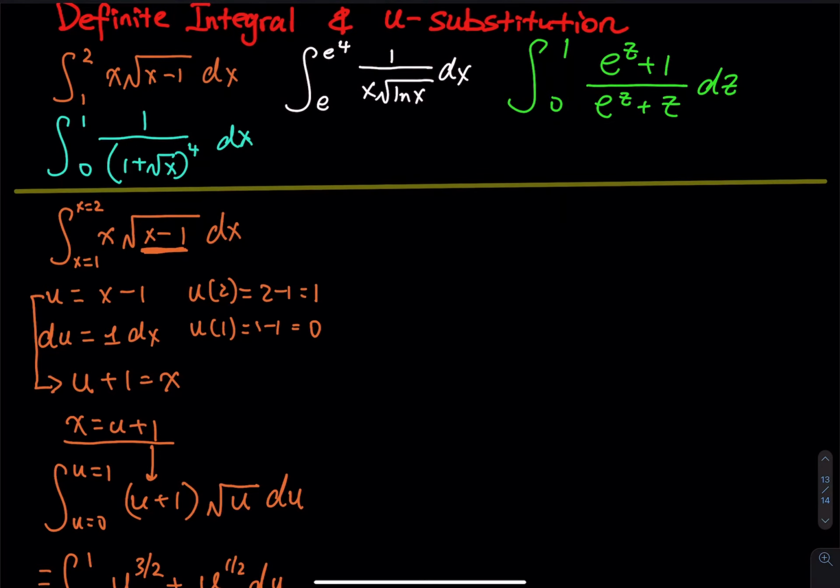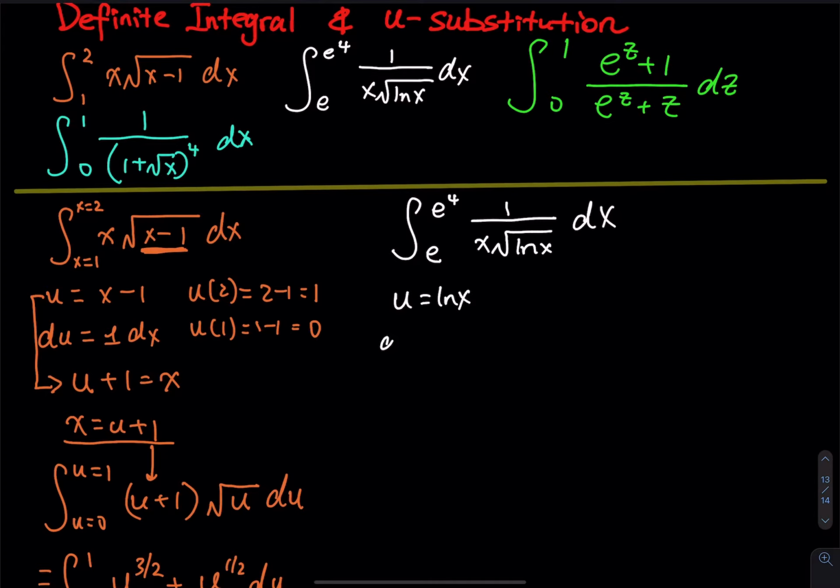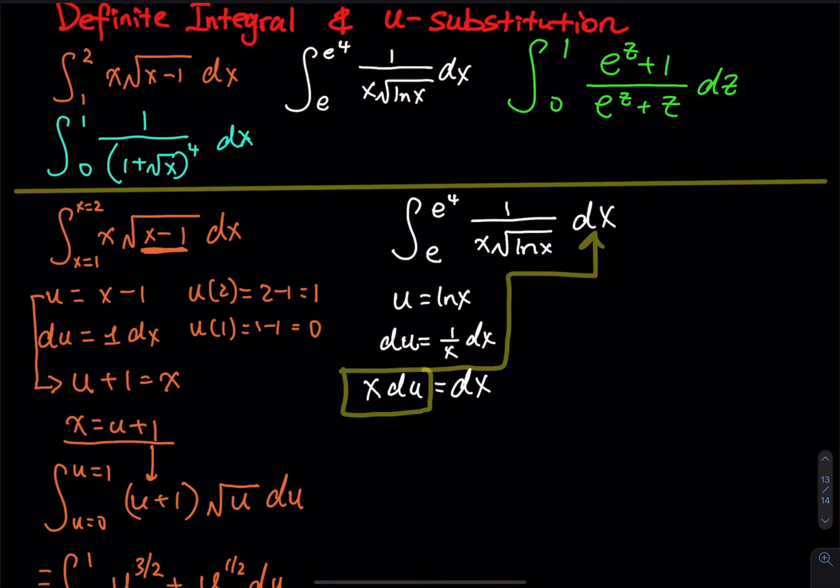So the next one is the integral from 1 to e to the 4th of 1 divided by x times the square root of ln x dx. Since we have ln inside the square root function, I'm going to let u be ln x. So du equals 1 over x dx, and then x du equals dx. That is enough to get rid of the x in the denominator once you do the change of variable right there.